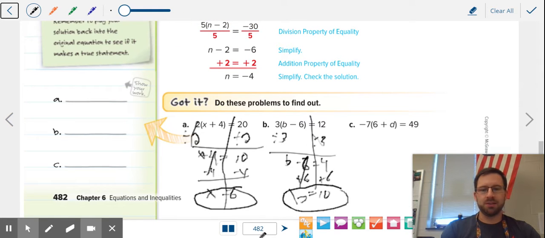What did I forget on both these? To check my answer. 6 plus 4 is 10. 10 times 2 is 20. That's good. 10 minus 6 is 4. 4 times 3 is 12. Follow the order of operations the correct way as opposed to the reverse way.